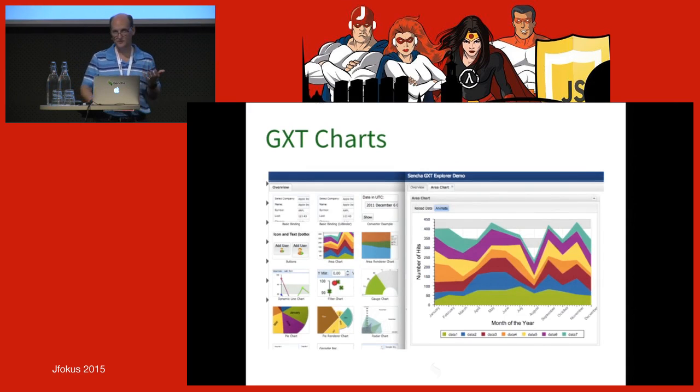Charts, we have about 20-some chart types. Bar charts, area charts, pie charts, gauges, all those kinds of things. They're all nice looking charts. They do not use any third-party library. They're fully written in Java to work with GWT natively. So if you're looking for a good charting API and don't have time to write your own charts, the developer license may be just the ticket for you.